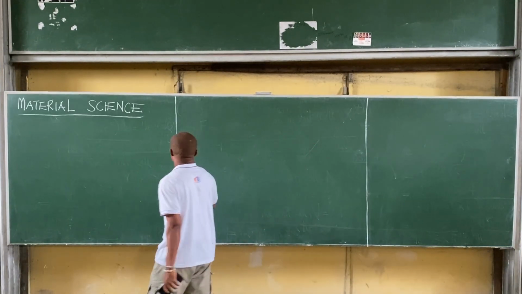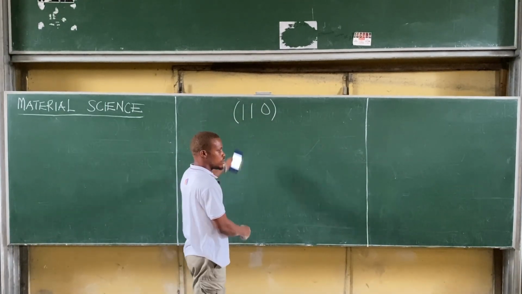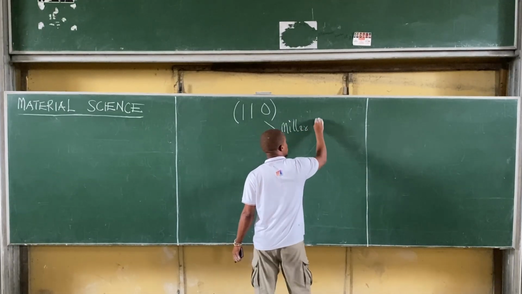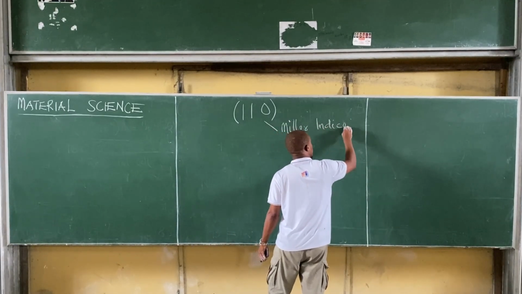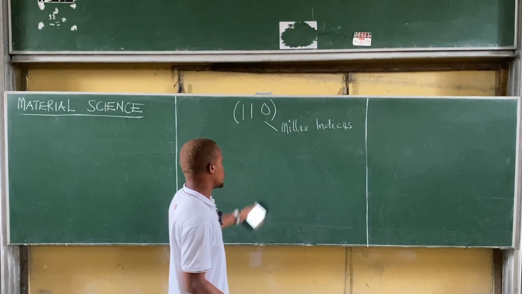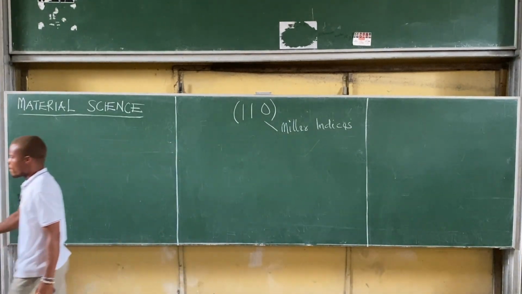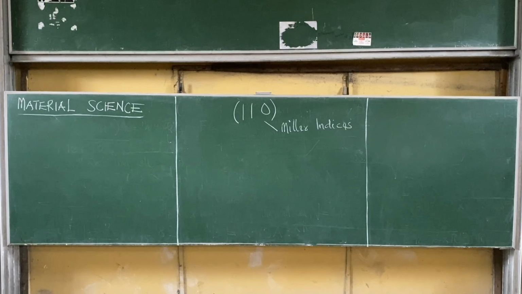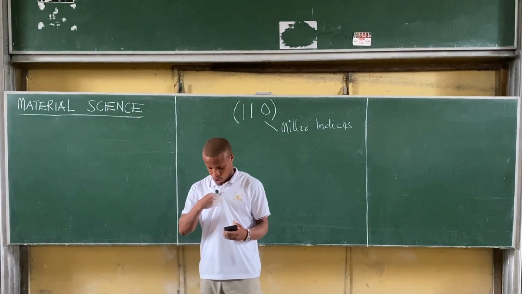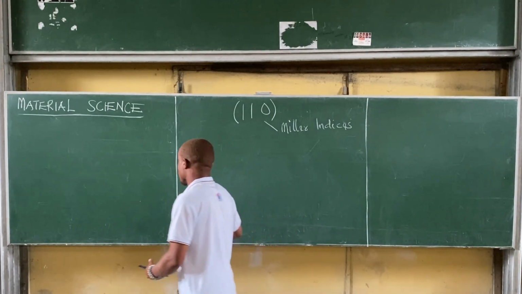Okay, let's do that. Whenever you come across something like this, it is simply about your Miller indices. First things first, what did they say we should do? We should draw the plane. So we represent it, since we are dealing with a cubic structure, in our X, Y, and Z axes. So let's do that.